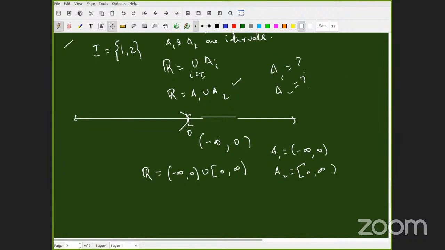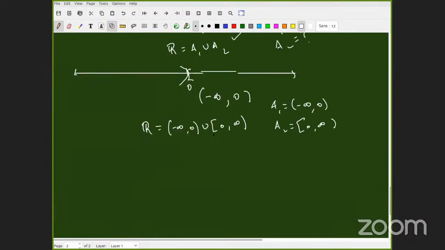Can I try one more example? Same thing. R is the union of A1, A2. A1 and A2 are intervals of infinite length. Okay, Kalishwari. Let A1 be the open interval minus infinity to 1, A2 be the closed interval 1, infinity. Very good. Fantastic. Okay. Same idea, right?